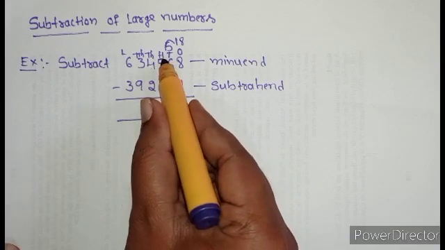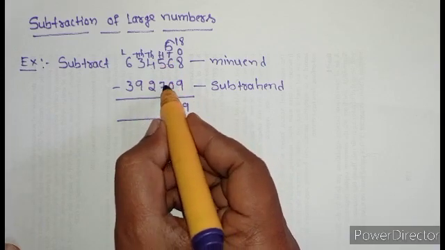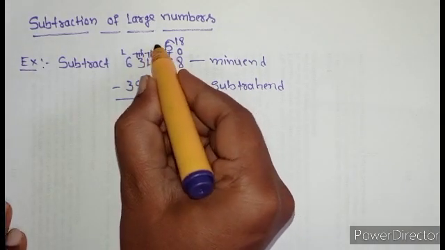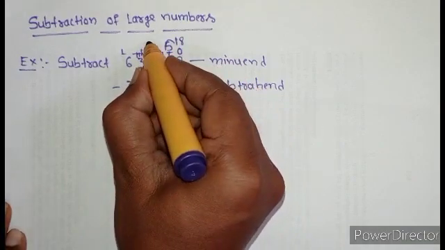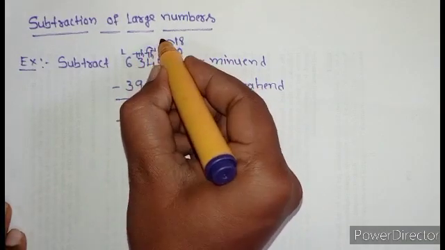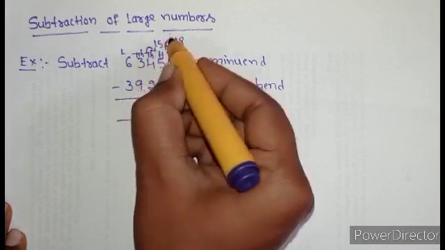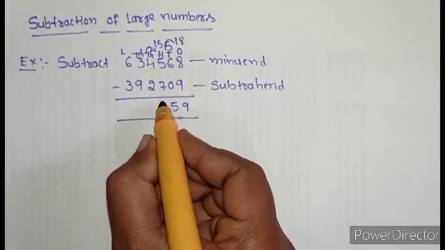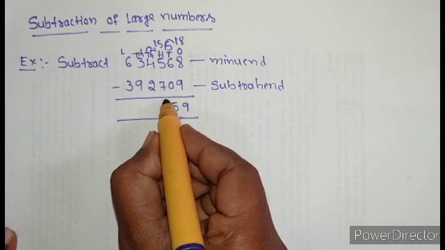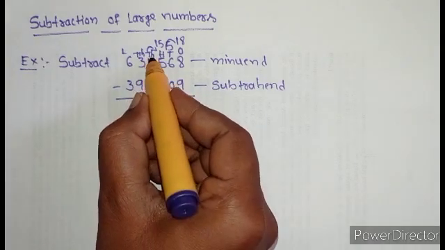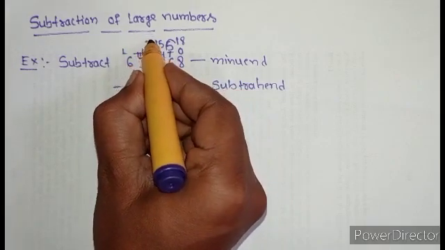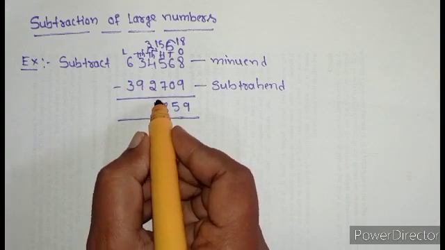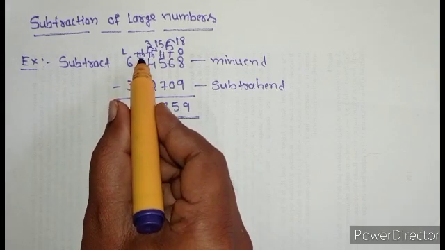Here in the hundreds column 5 is there, and 7. From 5 we can't subtract 7, right? Again take one borrow from 4. Now it will become 15, right? 15 minus 7 is 8. And here the 4 will become 3 now. 3 minus 2, how much? 1. And here in the ten thousands column 3 is there.